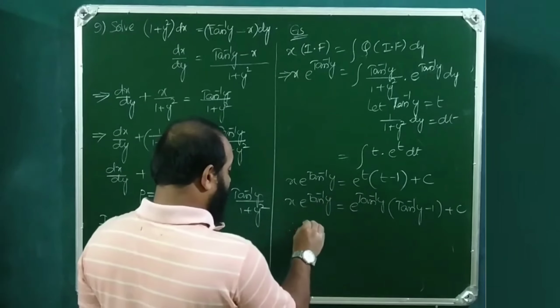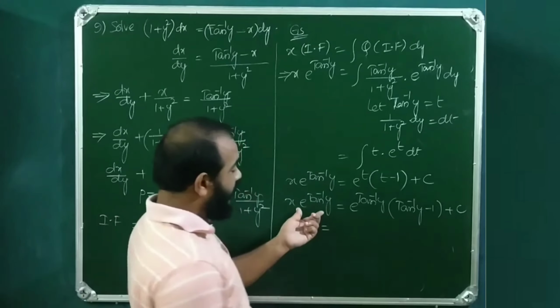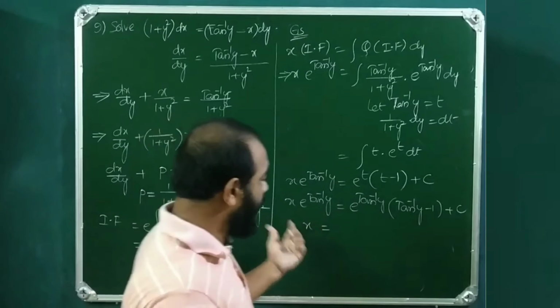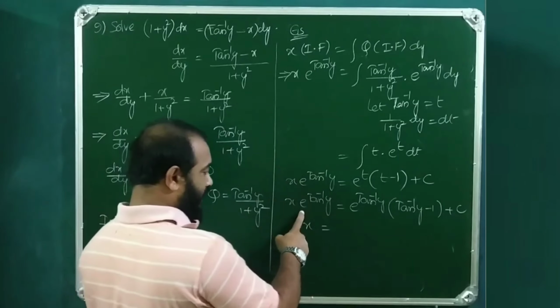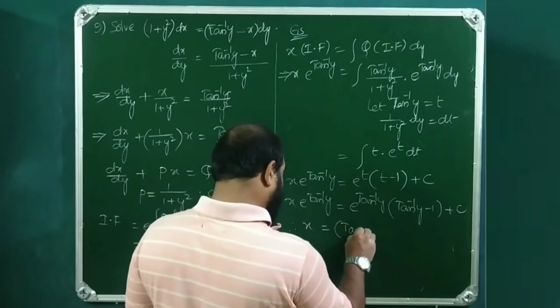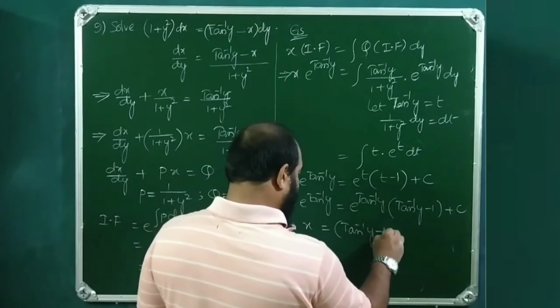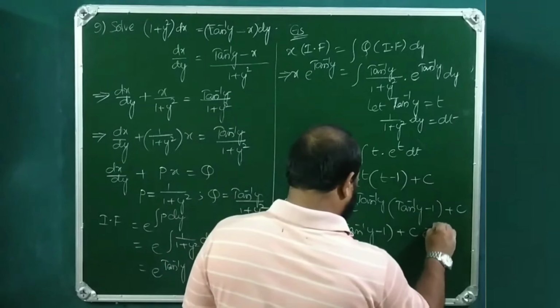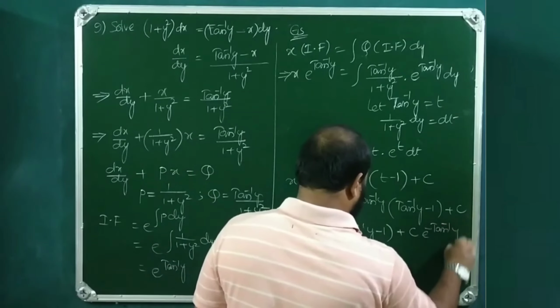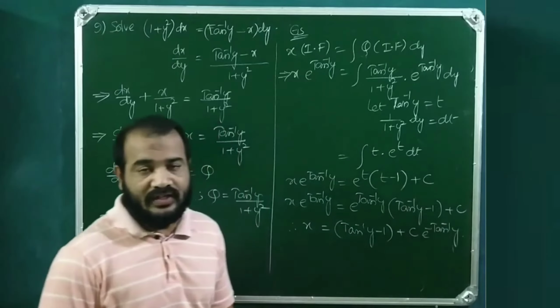So therefore x equals to, let us divide by e power tan inverse y on both the sides. Then e power tan inverse y by e power tan inverse y gets cancelled. We are left with tan inverse y minus 1 plus c by e power tan inverse y, that is, c e power minus tan inverse y, is the required solution.